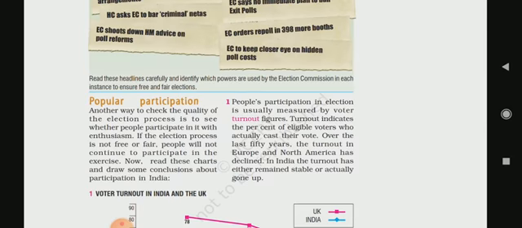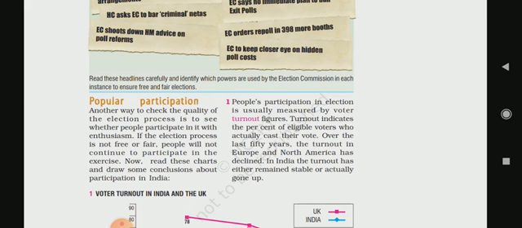Okay, students. So another way of testing the quality of election is to see whether the maximum number of voters participated in it. If the elections are not free and fair, people will not exercise their vote. And people's participation in election is usually measured by the voter turnout figure. It indicates the percent of eligible voters who actually cast their vote.